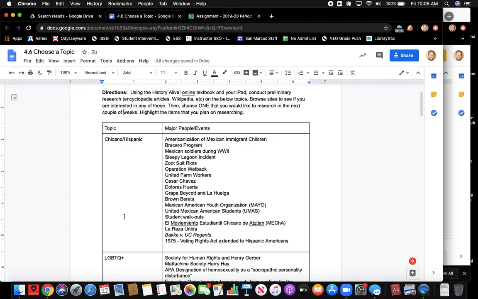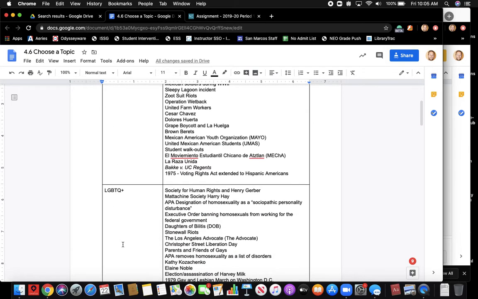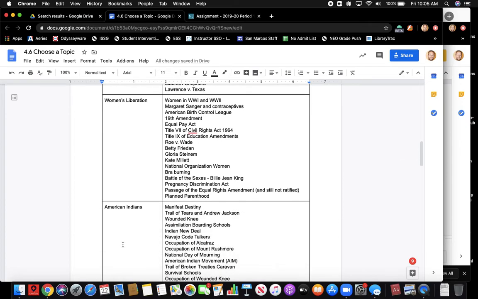Before we went on quarantine, we were studying the African American civil rights movement, how leaders like Martin Luther King, Rosa Parks, Malcolm X began to fight against the injustice against African Americans in the United States during the 1950s, 60s, and then into the 70s. What you are going to be researching is one of the other civil rights movements that came either at the same time or after the African American civil rights movement. So again, you're going to choose one of these big topics, one of them from the left-hand column.